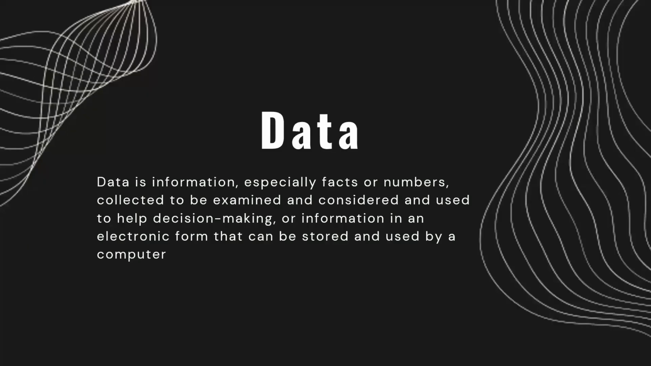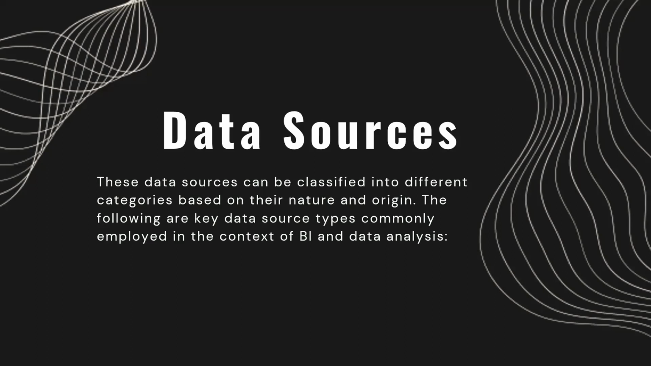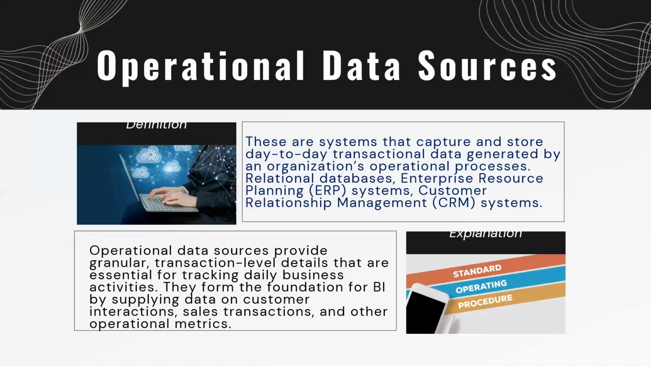Data is information, especially facts or numbers, collected to be examined and considered and used to help decision making. Data can also be defined as information in any electronic form that can be stored and used by a computer. There are different data sources. These data sources can be classified into different categories based on their nature and origin. The following are the key data source types commonly employed in the context of BI and data analysis.